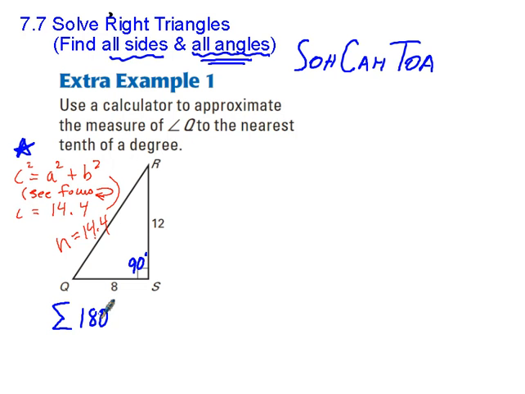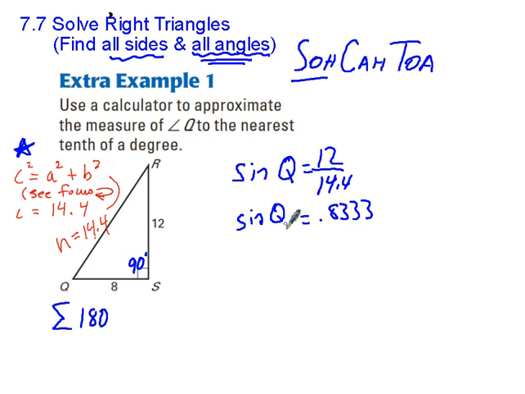So we can use trig functions. Sine of q is equal to opposite over hypotenuse. So we have 12 over 14.4, which is 0.833.